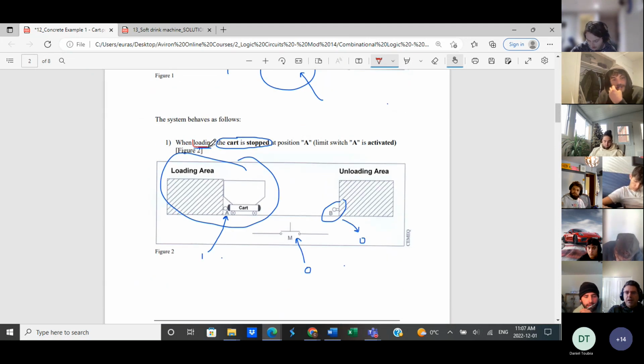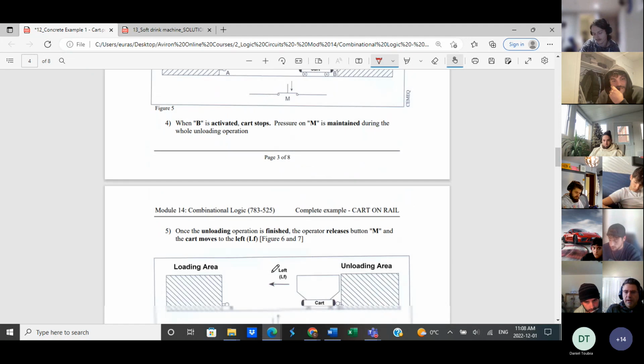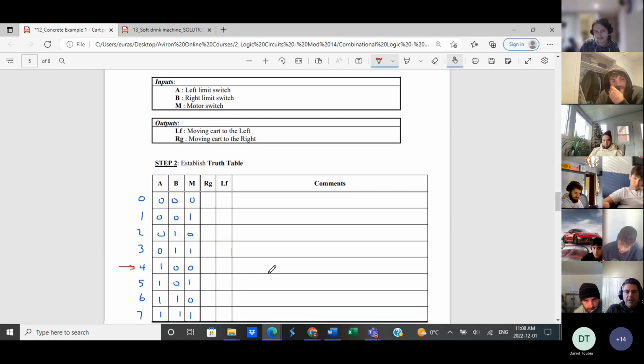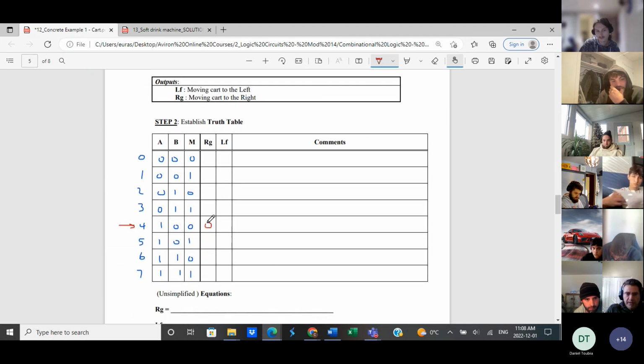When loading, the cart is stopped. It's not going left or right. It's on the left. But when I say going left or right, it means that it's actually moving. Right now, it's not moving. So at 1 0 0, it's not going left or right. If it's not going left or right, we put a 0 and a 0.